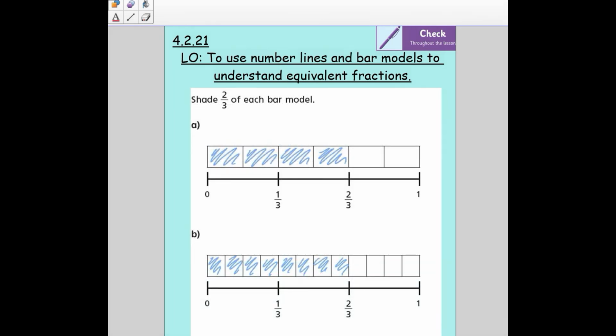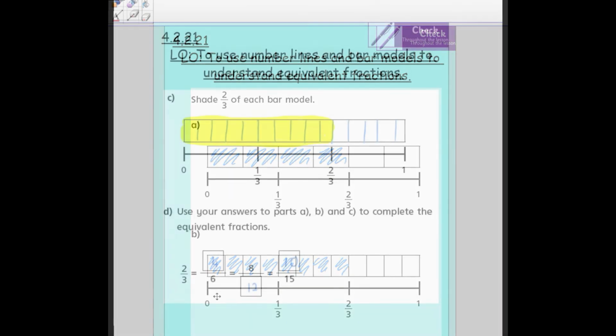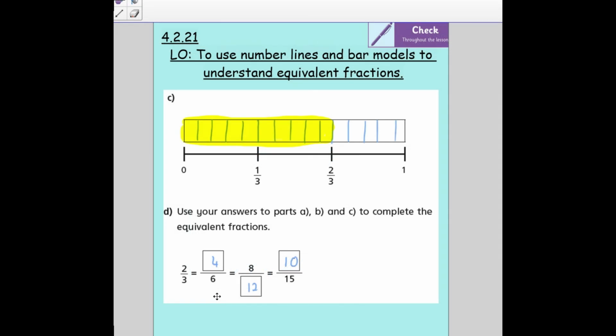Shade 2/3 of each bar model. So for A, you would have shaded 4 sections. For B, you would have shaded 8 sections. In order for you to answer D, you needed to split C into 15 equal pieces, 15ths, and then you would have coloured 2/3 along the bar like that, like my yellow part there.